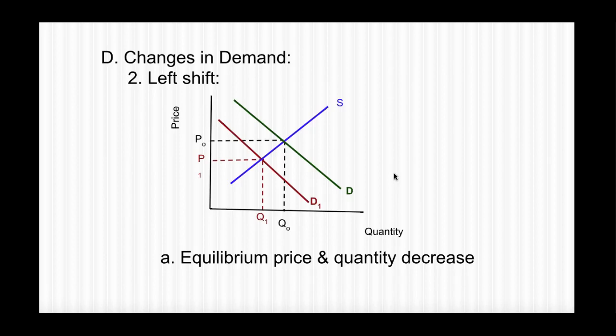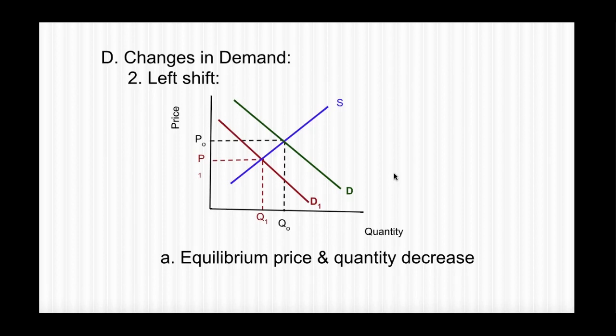Now notice that I'm talking about price and quantity. You cannot tell me what happens to equilibrium. You can't just say equilibrium goes down, because that's incomplete. Equilibrium has two parts. You have to talk about price and quantity. Okay, so this was when demand shifts.